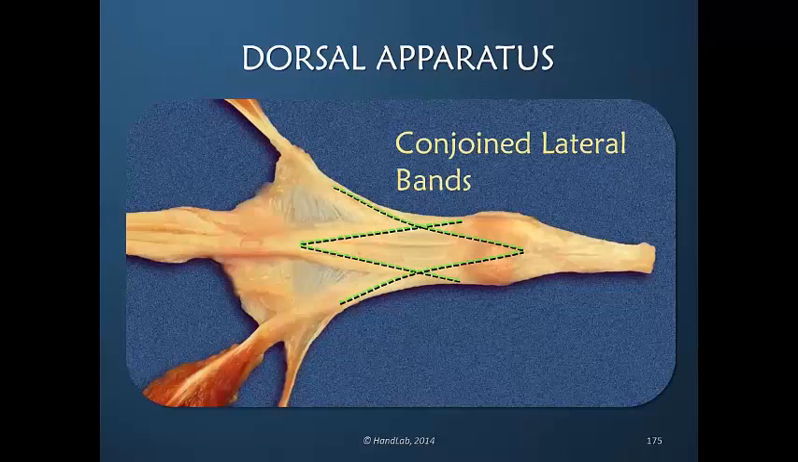The conjoined lateral bands may appear very clear on a cadaveric specimen, or they may be very wispy and very difficult to define. In this specimen, they appear to be very long and very dramatic. In other specimens, they may be relatively short and relatively insignificant. But regardless, there will always be an interconnection within the dorsal apparatus that demands that the tissue moves in concert.